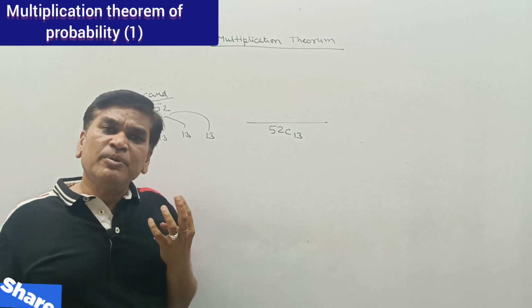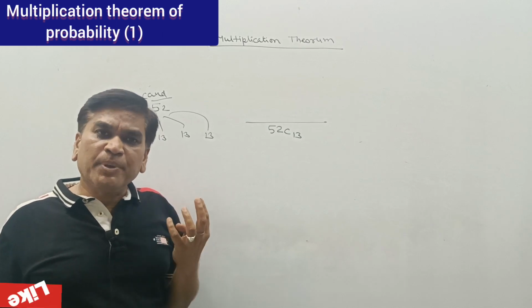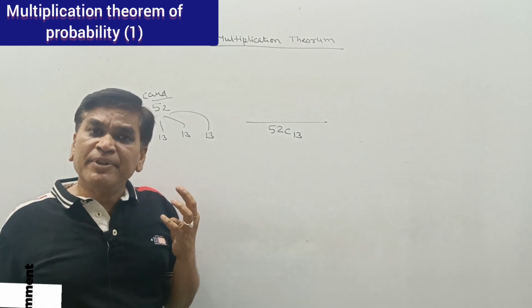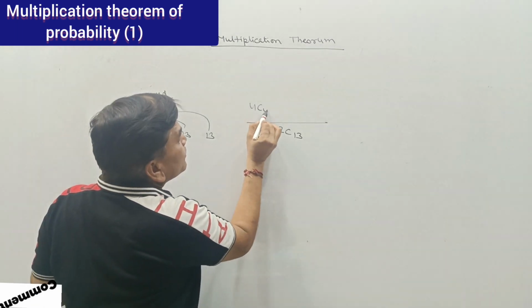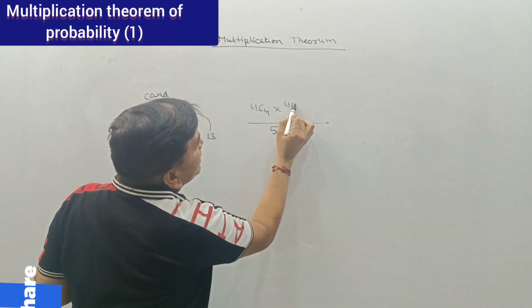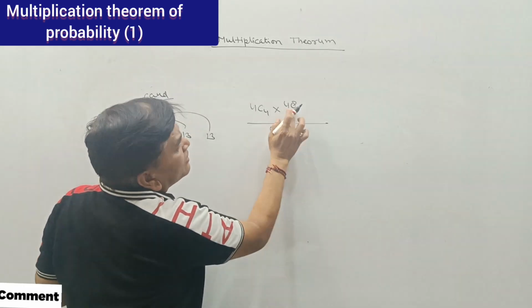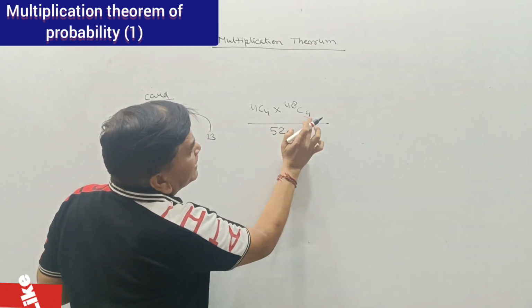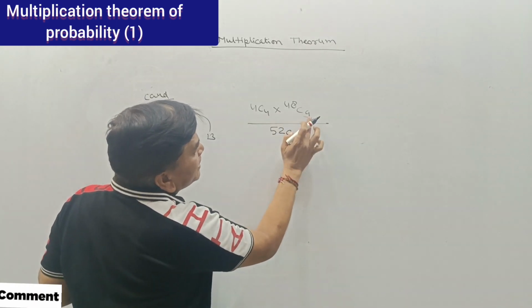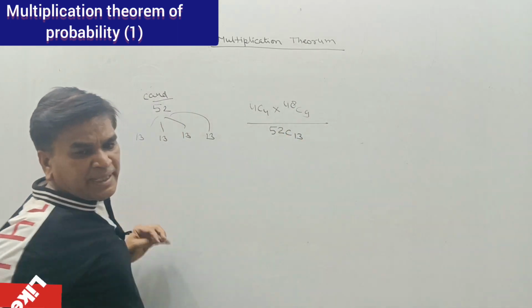Now one particular player will get all 4 kings. So that will be 4C4, and from the remaining 48 cards, he will get 9. In total he is getting 13. So 4C4 and 48C9.